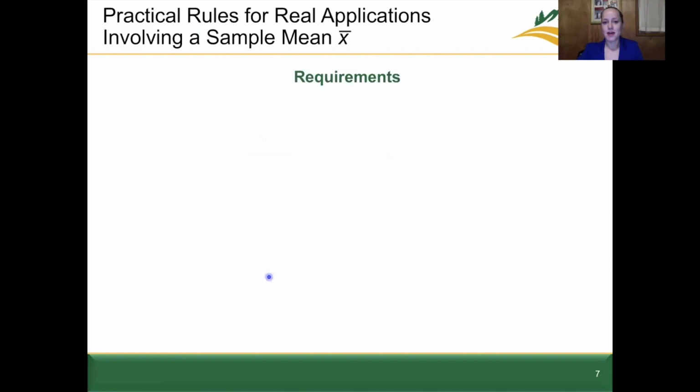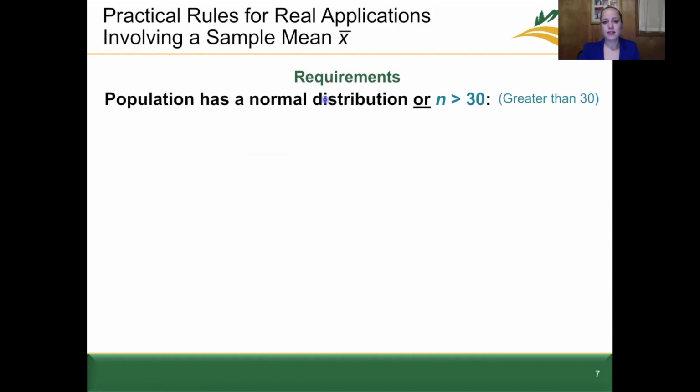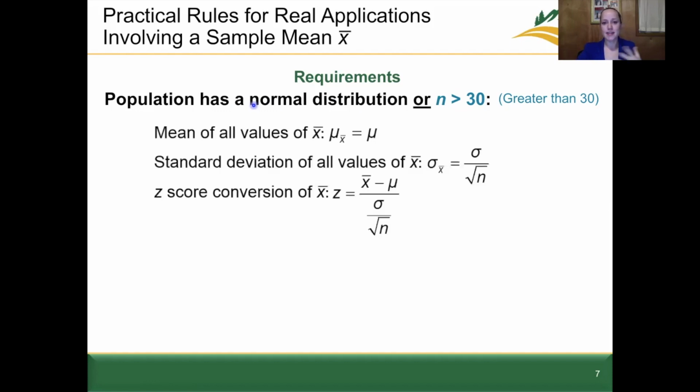We need to talk about the requirements for executing the central limit theorem. The requirements are that either the population has a normal distribution, or n is greater than 30. So the sample size is greater than 30. In other words, we can use the central limit theorem if our population has a normal distribution, or if the sample size is greater than 30. If we check off one of these requirements, then these are true.